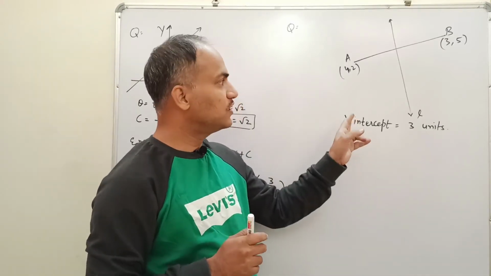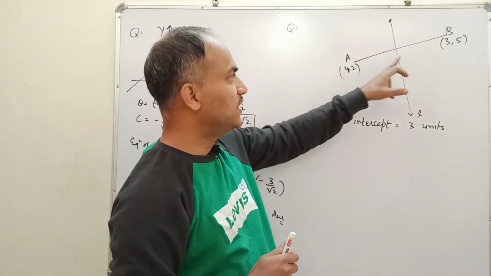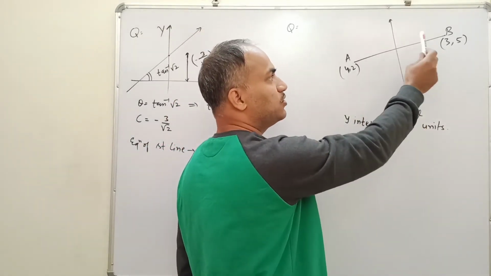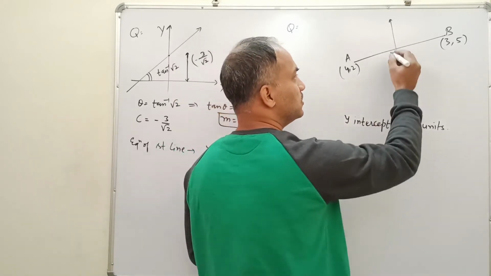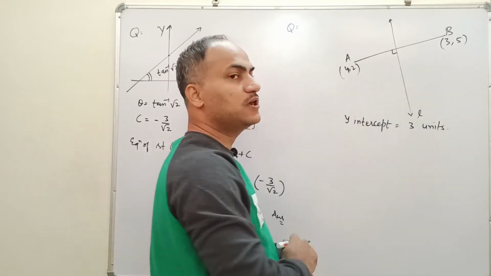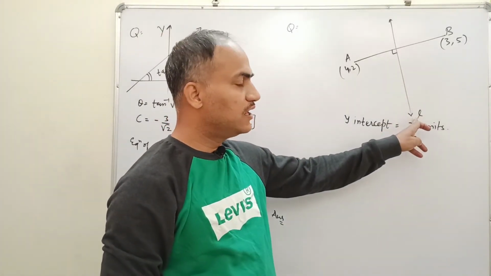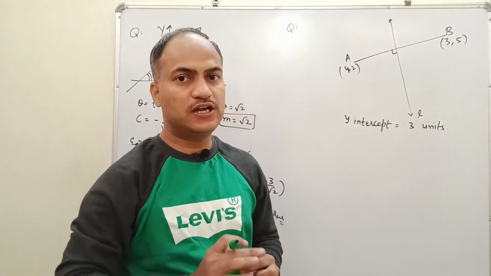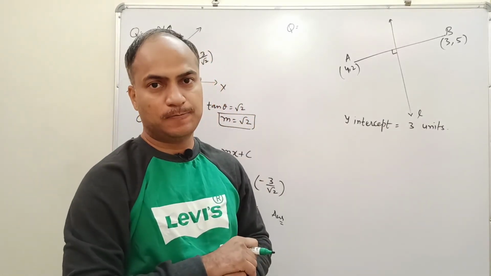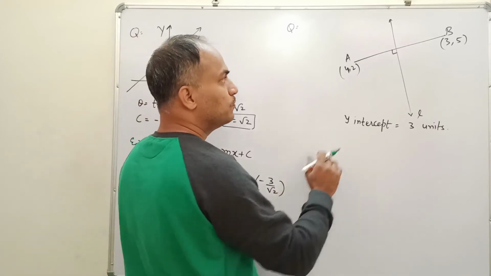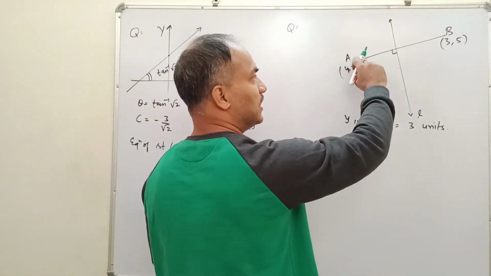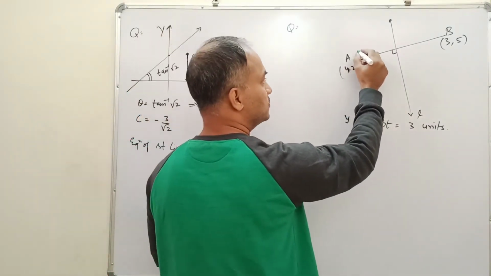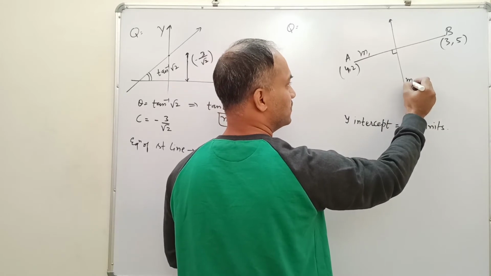In this question we are given two points A and B. One straight line L is perpendicular to AB, and this line L cuts a y-intercept of 3 unit length. We have to find the equation of this line L. How can we do that? We know from the concept of slope that AB and L are perpendicular. So suppose we assume this slope as m1 and this slope as m2.